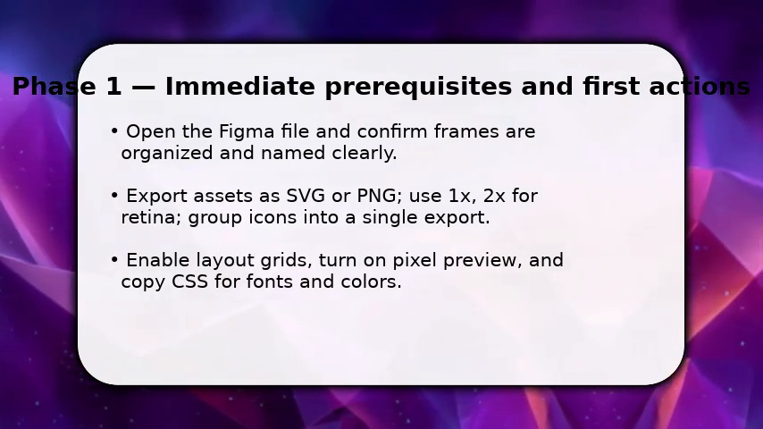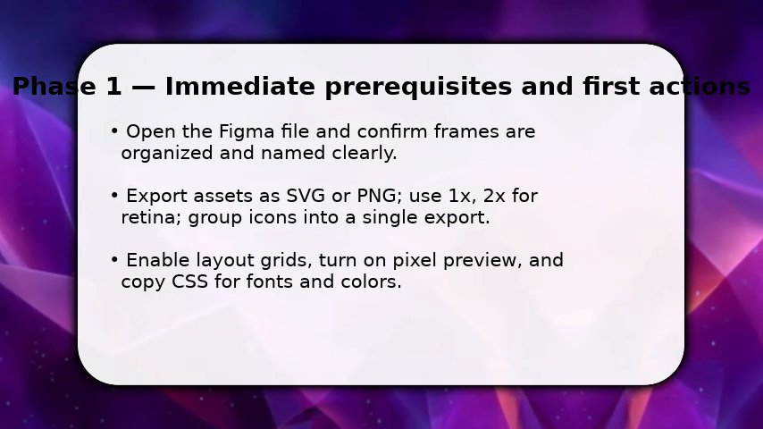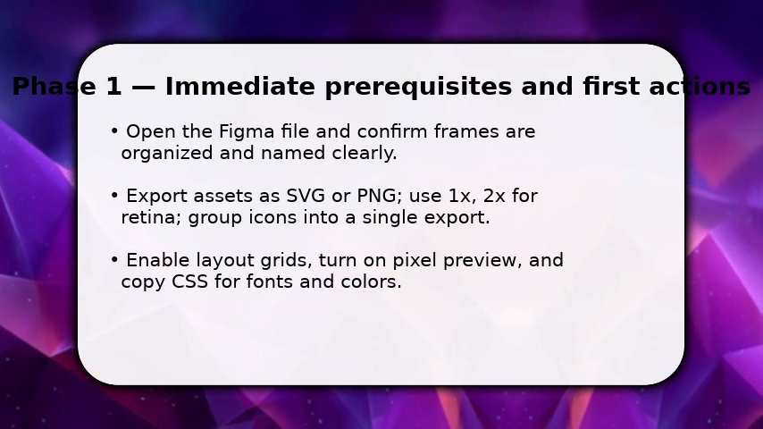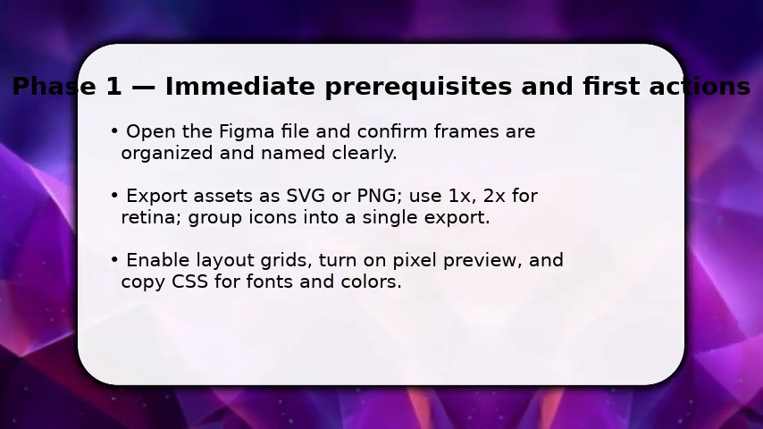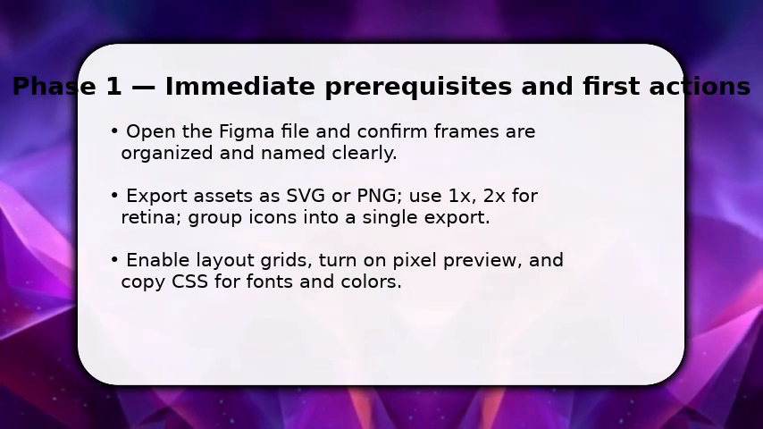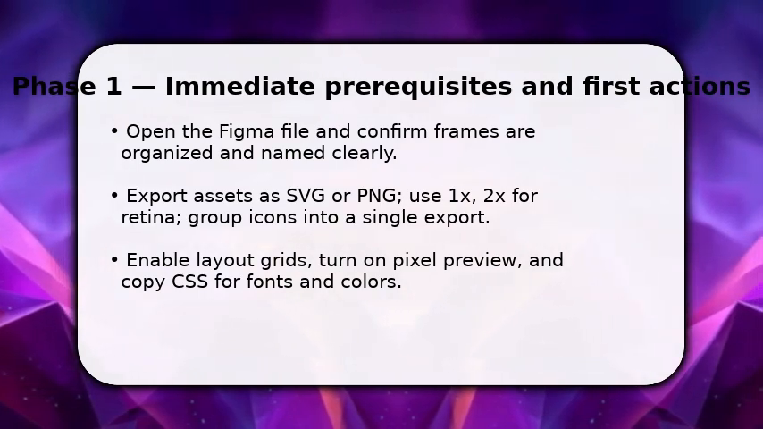Copy the Figma CSS snippets for fonts, sizes, colors, and simple shadows. This saves time. Now create a new project folder with index.html, styles.css, and an assets directory to receive the exports. You now build structure.